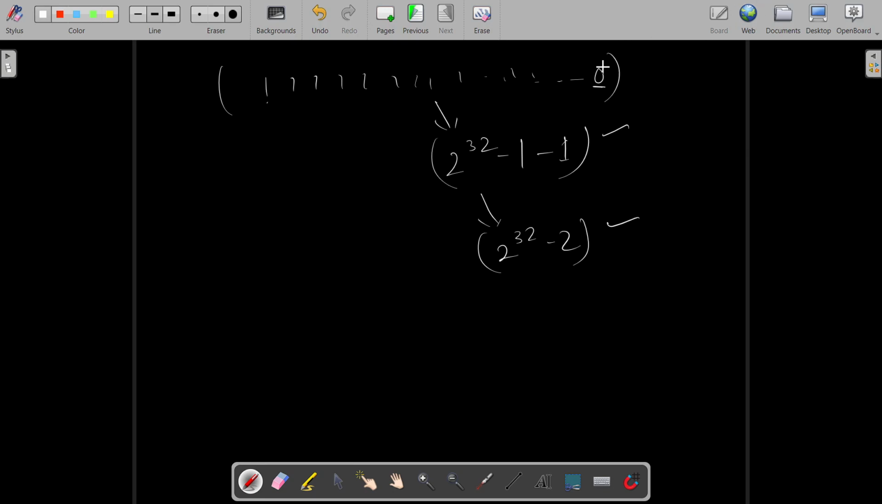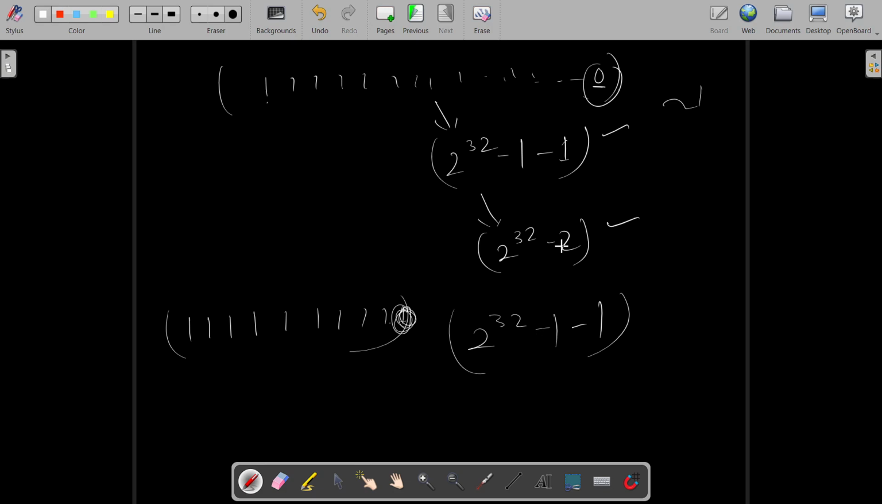Since only the first bit is not set, a 32 bit representation of a number which has all the 32 bits set, let's assume that all the bits are set, can be represented as 2 raised to power 32 minus 1. And since the first bit of not of 1 is not set, we reduce 1. This is how we write it: 2 raised to power 32 minus 2.